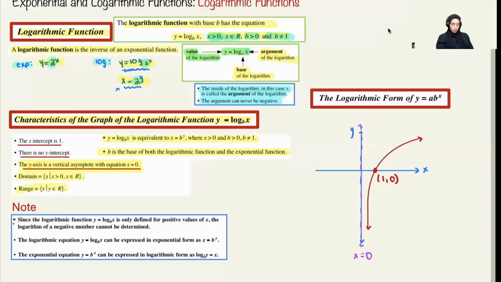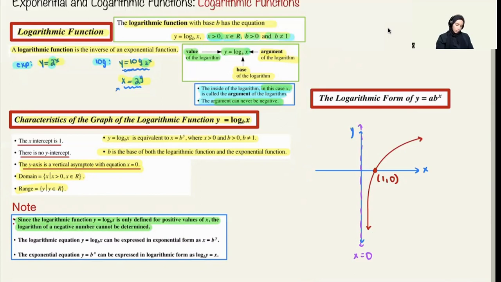Okay, now here are some notes that I've included because I thought they were important. Since the logarithmic function y is equal to log base b of x is only defined for positive values of x, we can see it's only defined in this direction over here. The logarithm of a negative cannot happen, right? So you know how we said x has to be positive, right? x cannot be negative. This is why, because it's not defined for x a negative number, okay?